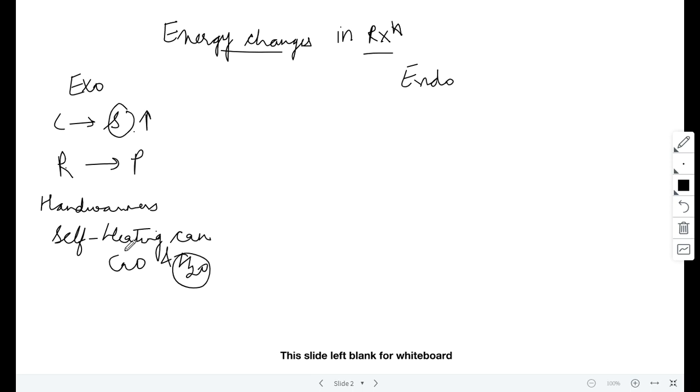So are you clear with these two examples? Because these two examples are in your curriculum also: the hand warmers and the self-heating cans. Okay, so now let's talk about the chemical reactions. Chemical examples of the exothermic only. So let's talk about the chemical ones.